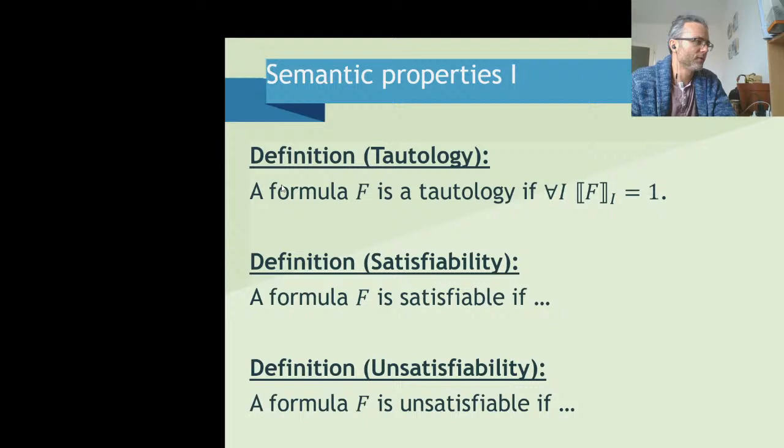If you look at the definition, this is the very short form of the definition. A formula F is a tautology or logical law if, and I guess you know this symbol here, for all I, where I is an interpretation, the formula's value under I is true. This is the notation I introduced in the first module. This denotes the value of a formula under a certain interpretation. Do you understand this definition?